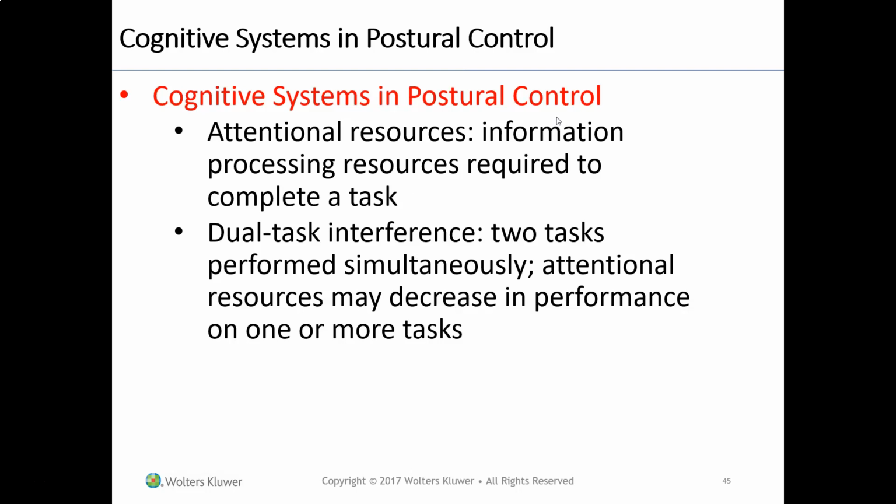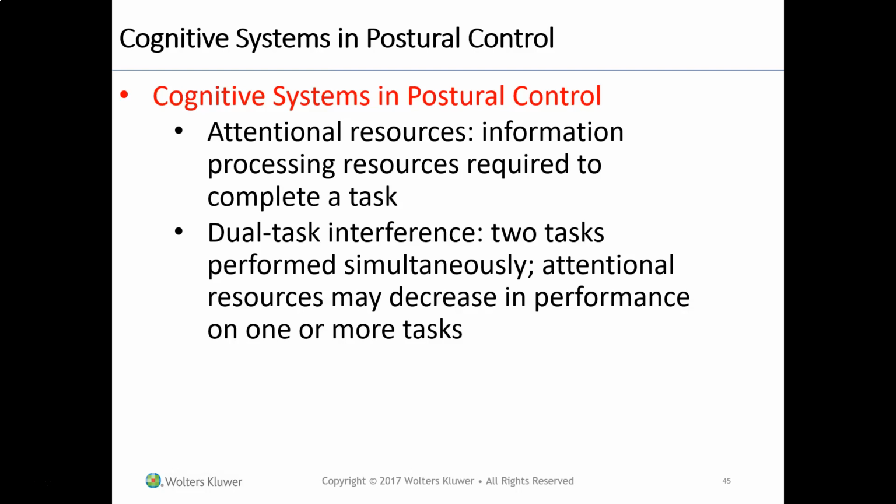Cognitive systems in postural control: attention resources and information processing require resources to complete a task. Then dual task interference: when two tasks are performed simultaneously, attentional resources may decrease performance on one or more tasks. So if you ask a patient to do two things at once, they might get compromised from doing the single task that you ask. Then here's the key when it comes to rehab.